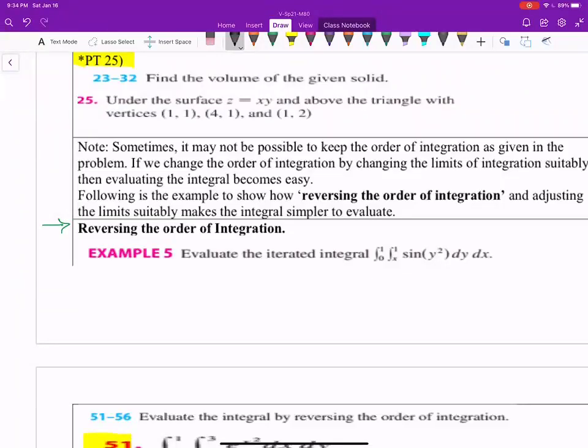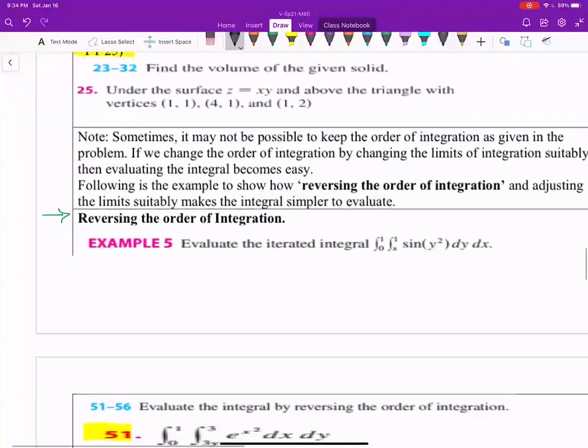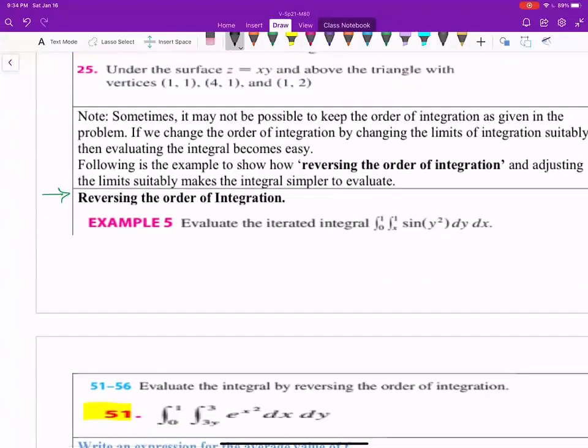Welcome back. We are going to continue with section 15.2, part B. Earlier in part A of the concept video, we saw how to integrate double integrals over general regions, not necessarily a rectangle. So we saw problems and examples for that one. Now we are going to see another concept known as reversing the order of integration.